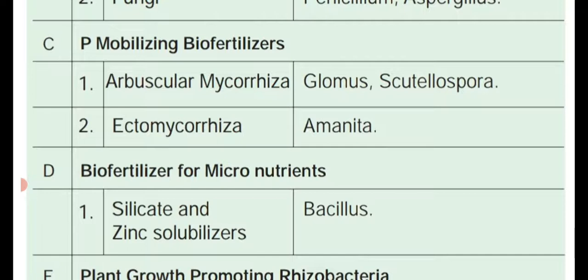Another one is the arbuscular mycorrhizae, ectomycorrhizae. Arbuscular mycorrhizae, example Glomus and Scutellospora. Ectomycorrhiza, example Amanita.